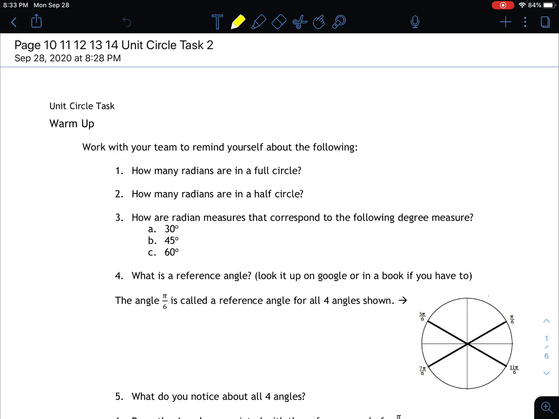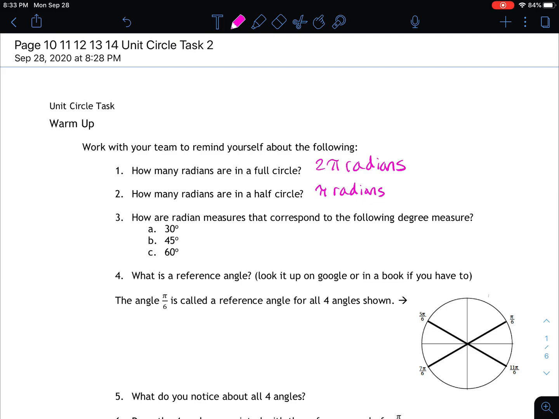So how many radians are in a full circle? If you watched the video with the Skittles, Taste the Radian, you remember that there are, yellow is not the best color. Let's try pink. There are 2 pi radians in one complete rotation. And then a half circle would just be 1 pi radians.